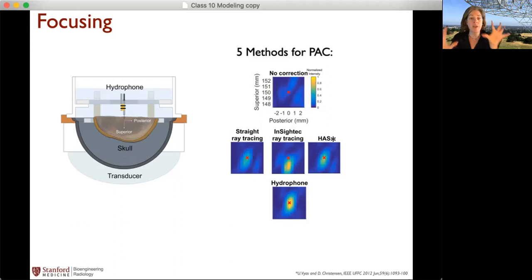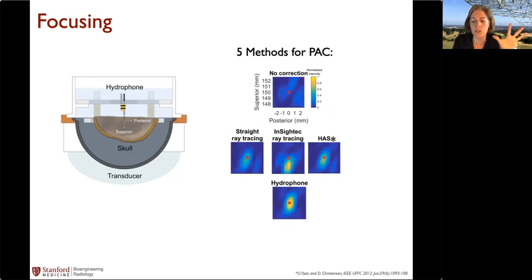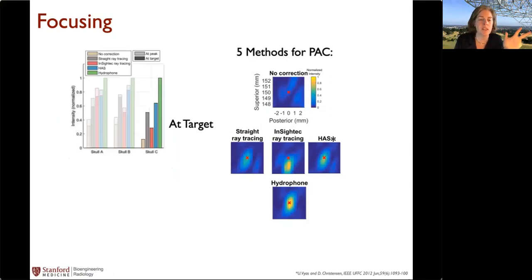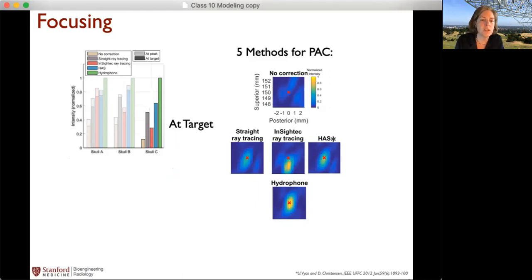Okay, so we've got 5 methods and we're going to see how well we do at correcting for those phases. Just looking at one skull, skull C, what we see is that in the case where there's no correction at all, the intensity is pretty low compared to the hydrophone. This is all normalized to the peak intensity we got with the hydrophone correction. So it's only about 10% if you don't use any correction. With a straight ray tracing, we're up at about 50%.